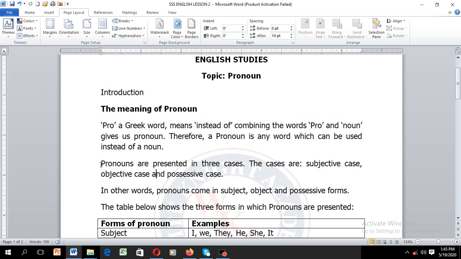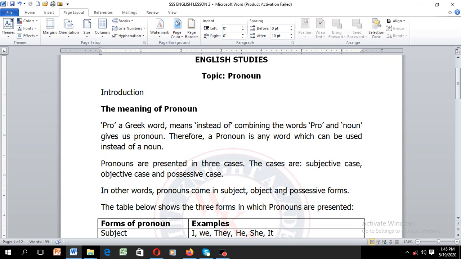Alright, let's go forward. Pronouns are presented in three cases. These cases are, number one, the subjective case. Number two, the objective case. And number three, the possessive case. In other words, pronouns come in subject, object, and possessive forms.